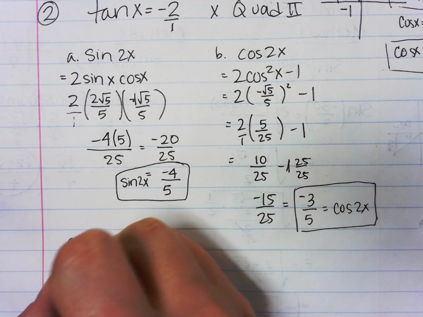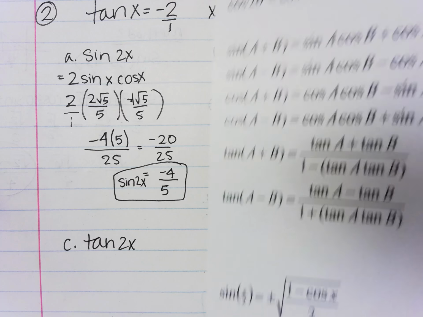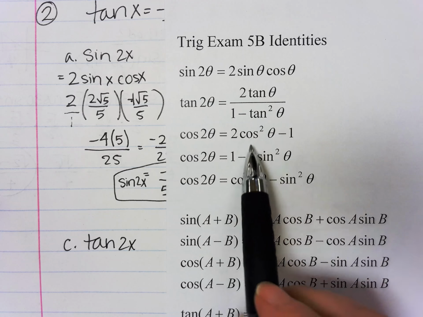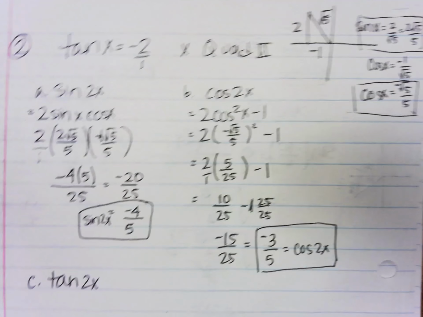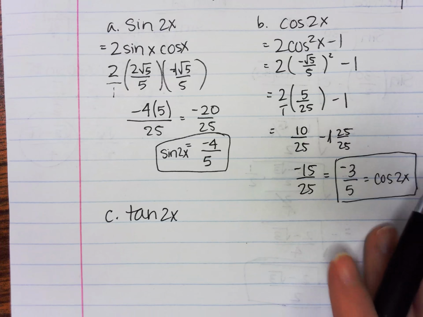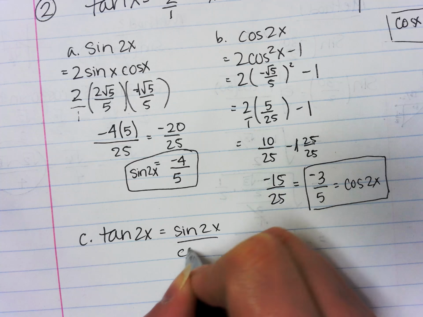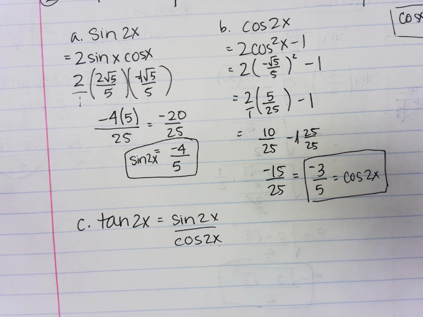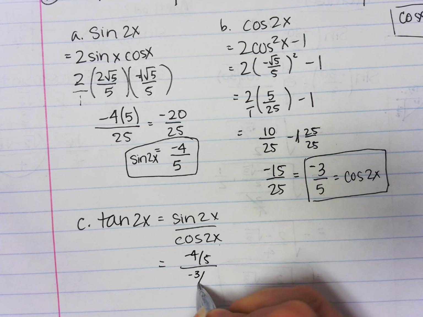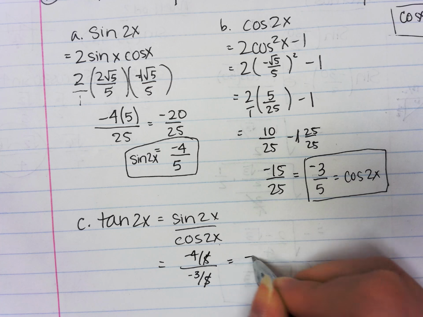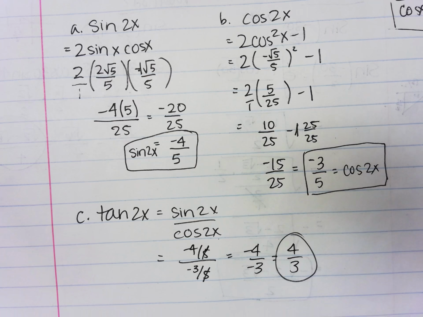Okay, so for part C, finding the tangent of 2x, you can use this formula that we have. Tangent of 2x is 2 times the tangent of theta over 1 minus tangent squared of theta, and then you'd have to find theta above. But we have sine of 2x and cosine of 2x, so I'm just going to find the ratio of these two things. The sine of 2x is negative 4 over 5, the cosine of 2x is negative 3 over 5. Those cancel. Negative 4 over negative 3, which is 4/3.